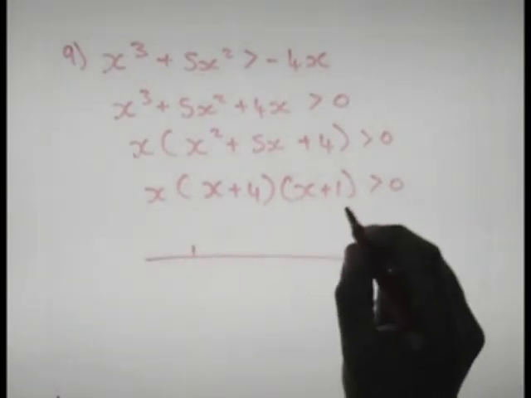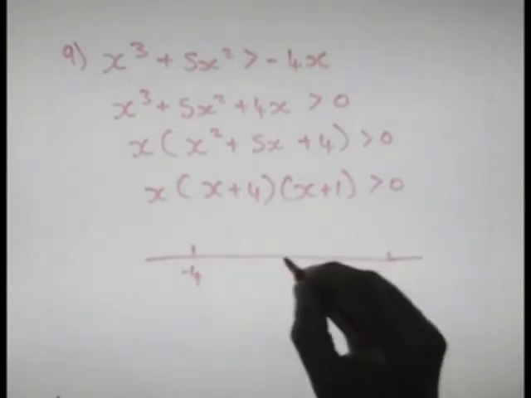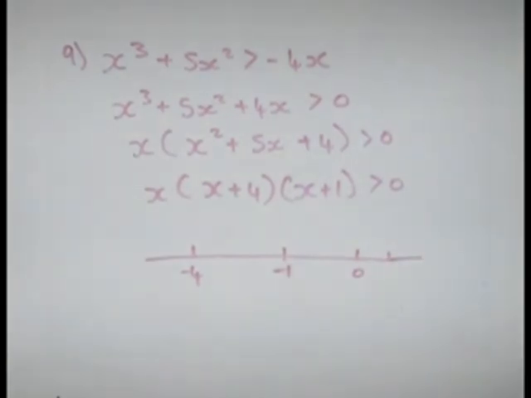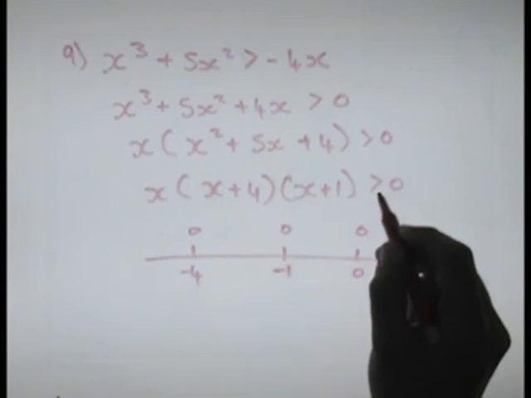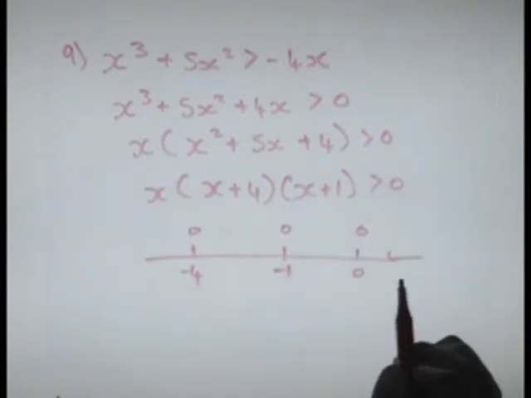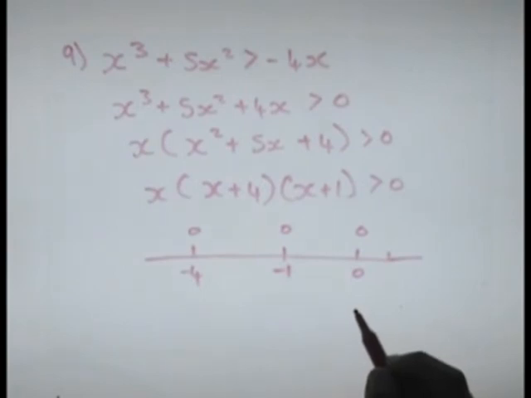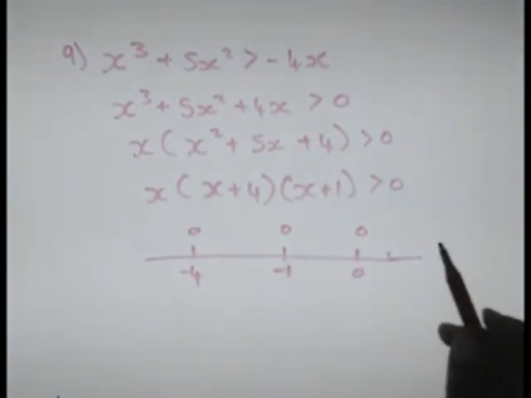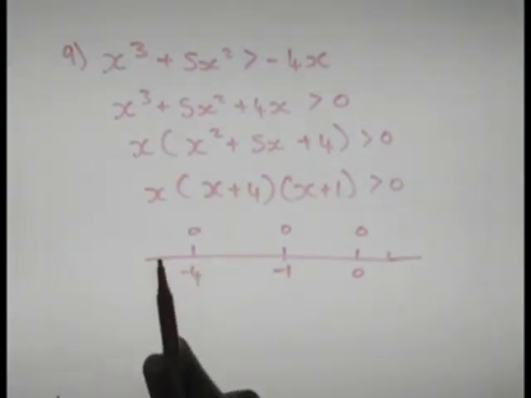My values are going to be negative 4, negative 1 and 0. This is the point where it's equal to 0. We're looking for greater than, not greater than or equal to. That means that it's open circles. This one is a bit trickier. I'm going to have to use a test point. Let's use a test point beyond -4.